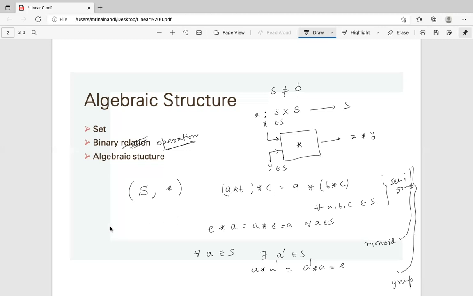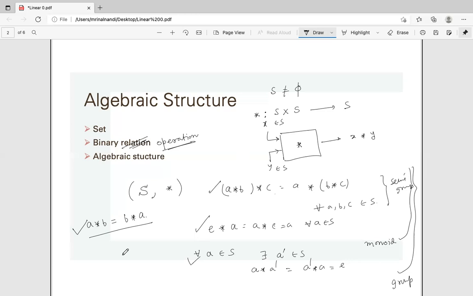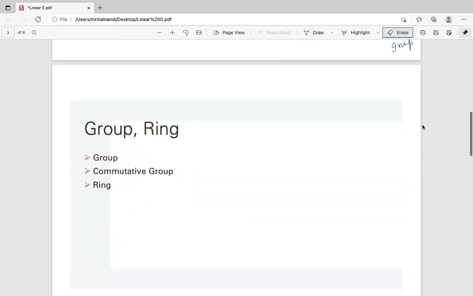In addition to this, if we have another property, A star B is equal to B star A, that is called the commutativity property. So these are 4 things we have to remember: associativity, identity, inverse, and commutativity. In every algebraic structure, these are the important properties, the terminology of an algebraic structure with a binary operation.